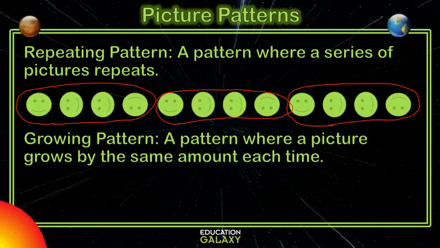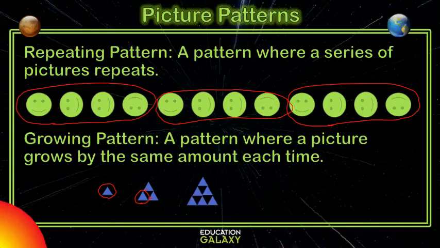Another type of picture pattern is a growing pattern, a pattern where a picture grows by the same amount each time. So let's start with this little triangle. Cute little guy. Then it grows into a larger figure. So we had this triangle here, and then if we compare it to the second figure, there it is, and it grew two more triangles.